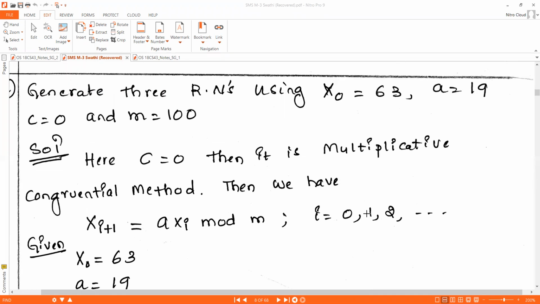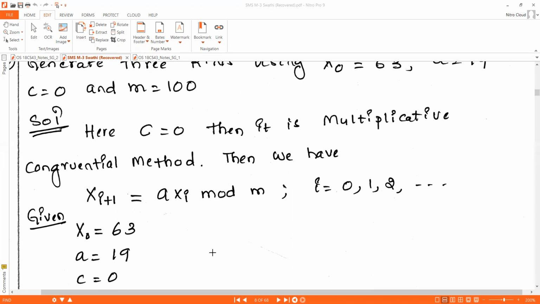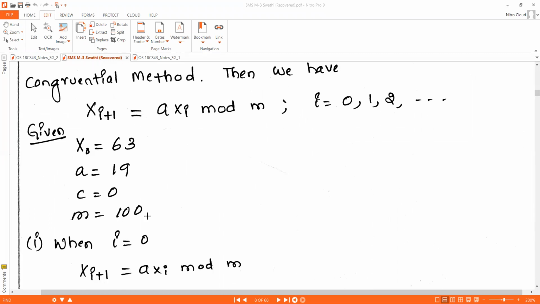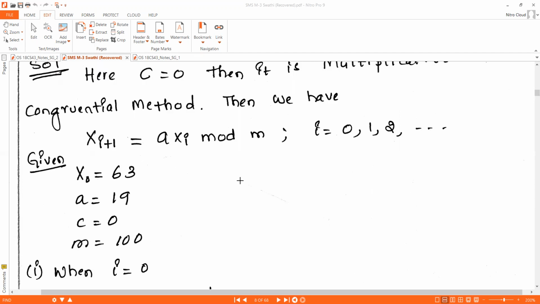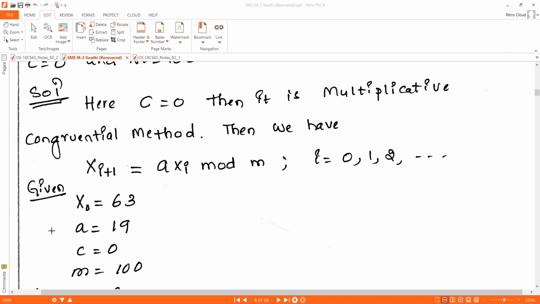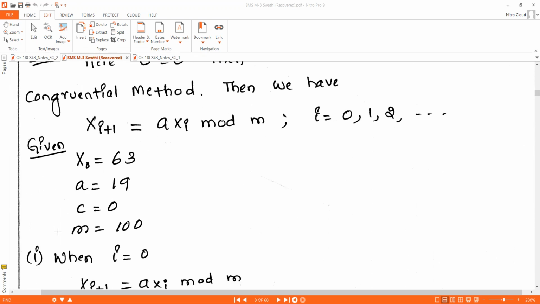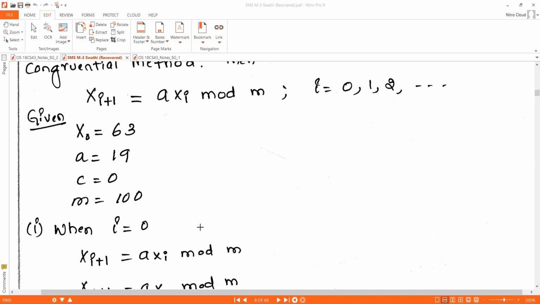And how many random numbers have they asked us to find? They have asked us to find 3 random numbers. So when i equals 0, what is the random number? When i equals 1, what is the random number? When i equals 2, what is the random number we need to find? First, we'll see what is given in the problem: x naught, that is the seed value, is equal to 63, a is equal to 19, c equal to 0, m equal to 100.